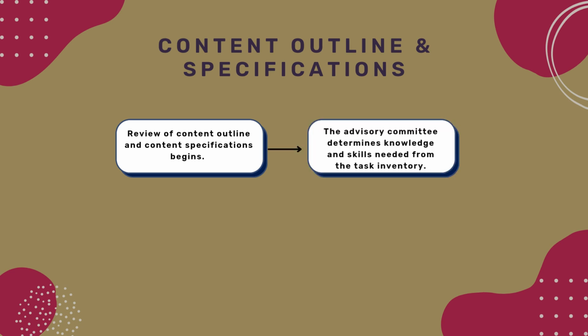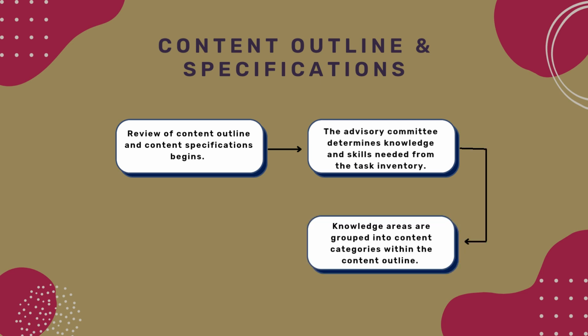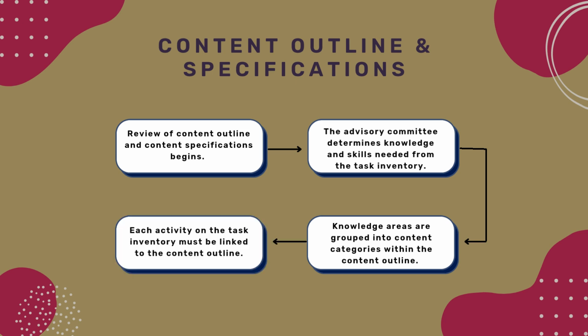As we mentioned before, an advisory committee made up of subject matter experts in that discipline determines the knowledge and cognitive skills needed to perform the activities listed in the task inventory. From there, those knowledge areas are grouped into content categories within the content outline. And here's something important. Every activity on the task inventory must be linked or mapped to a section in the content outline. That way, everything is connected and consistent.